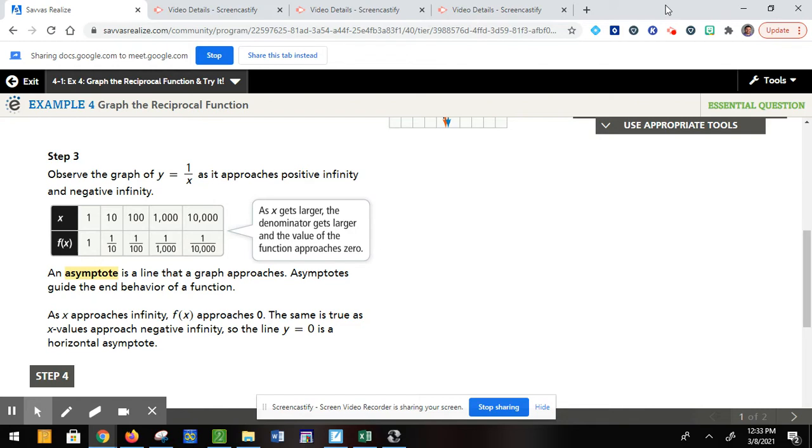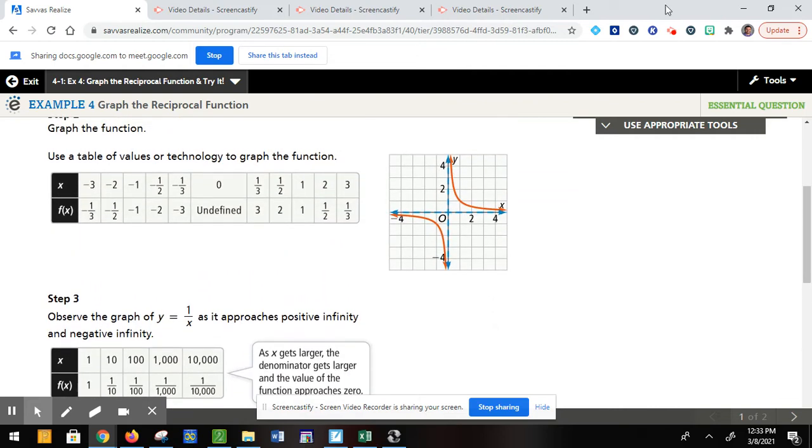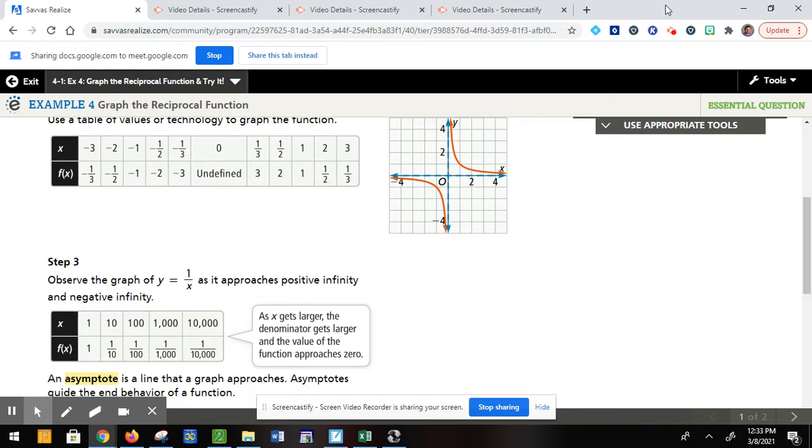An asymptote is a line that a graph approaches. Asymptotes guide the end behavior of a function. So when you go to graph something like this, when you make your curve, it's going to flatten out, right? The y value will never be 0. So as you keep going out, it will keep getting closer and closer and closer to the x-axis, but never touch it. In that way, the x-axis serves as an asymptote for this function. And then same thing going out in the negative direction.